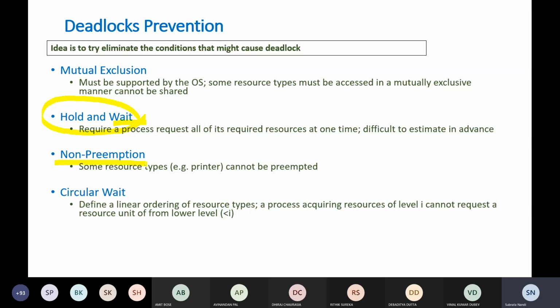Then comes non-preemption. This also is not always possible, because if a particular process is using a printer resource, it has done half the printing, and now it is waiting for something, maybe some file to get unblocked so that it can read the record and continue with the printing. But the file is held by some other process which is waiting for the printer to be free. So non-preemption is difficult, because the process which has done half the printing cannot release the resource.